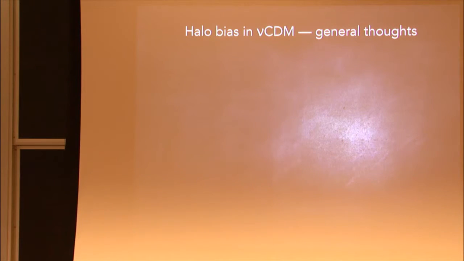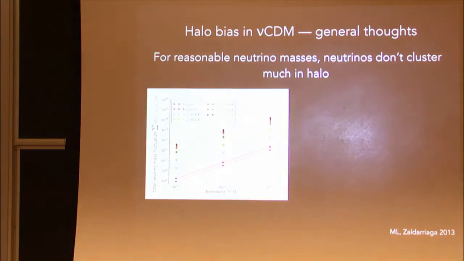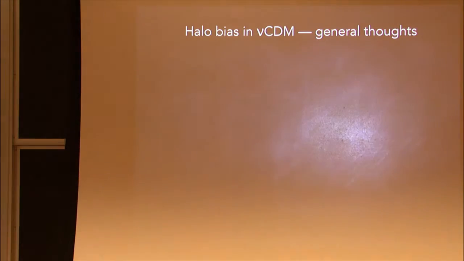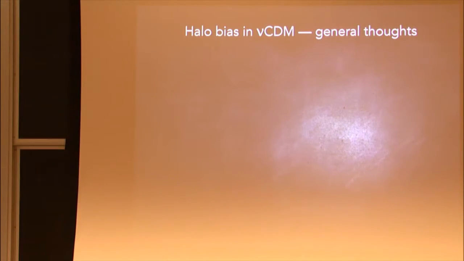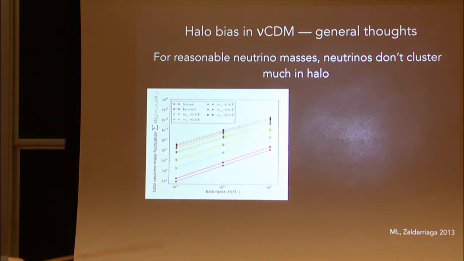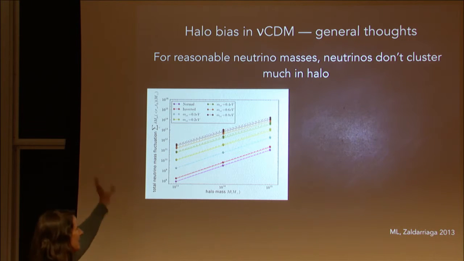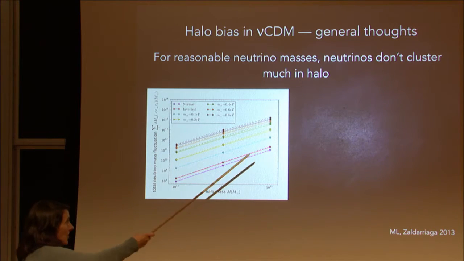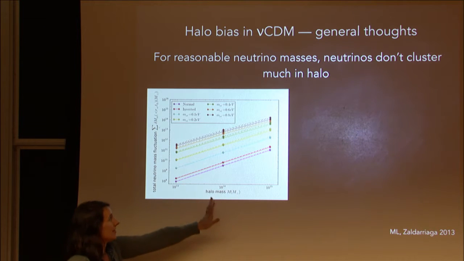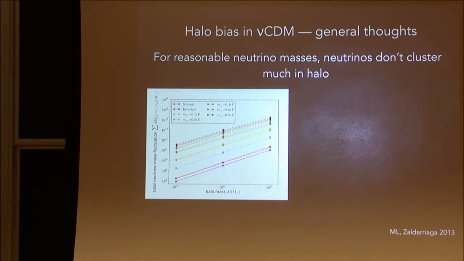So I want to think of a really simple cartoon picture of halo formation, where I'm thinking of halos with possibly cold dark matter and neutrinos. But the first point is that neutrinos do not cluster very much in the halo. So to a very good approximation, as also was just shown in Yassine's talk, I can ignore any contribution to the neutrino density. So this is just showing that for reasonable neutrino masses, the contribution of neutrinos to the halo mass is like 10 to the minus 5 or something.